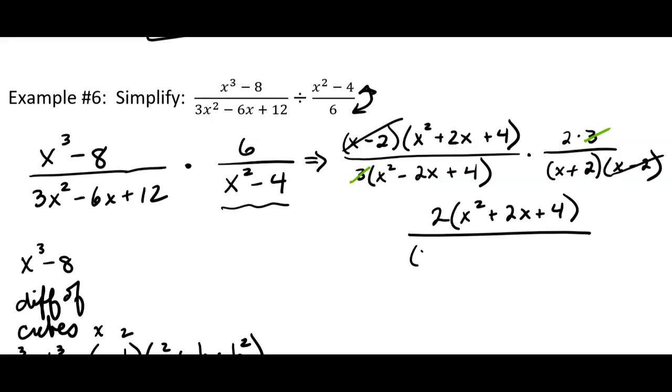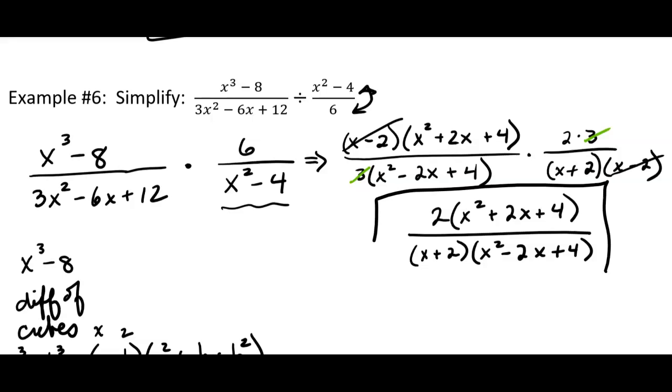and I would write the binomial first. It doesn't really matter, but x plus 2 times x squared minus 2x plus 4. So that's the answer I get for this problem. I'll go and check and see if I typed it wrong, because it just seems like those trinomials would cancel, but sometimes they try to trick us, so that's the answer.